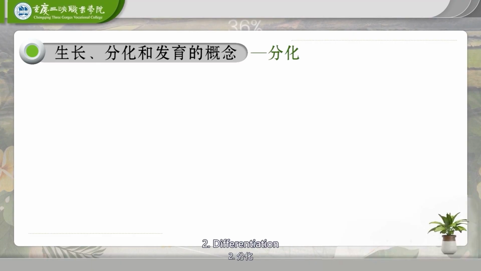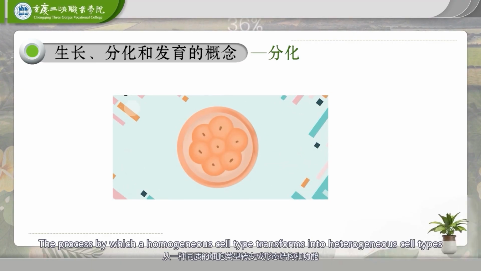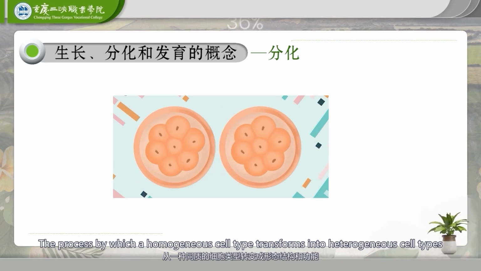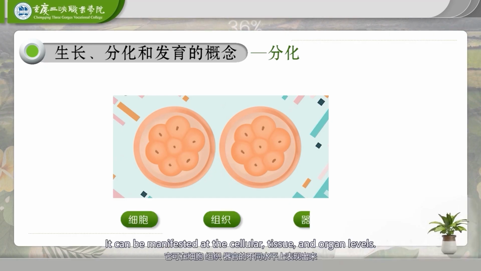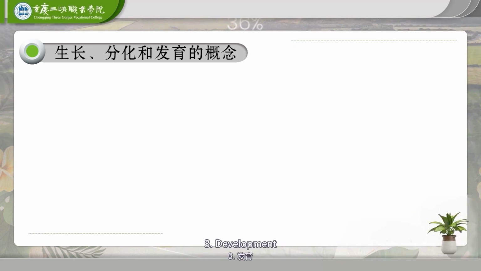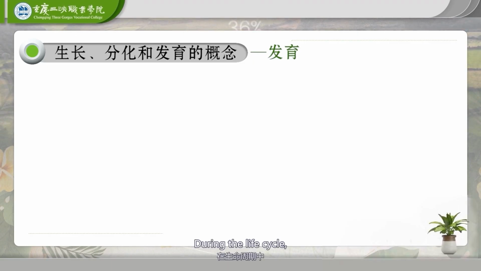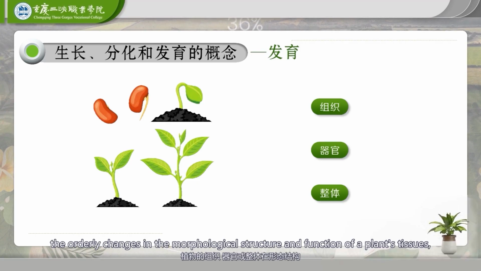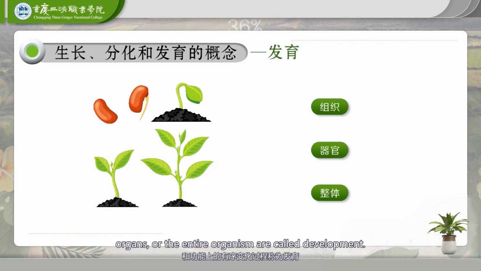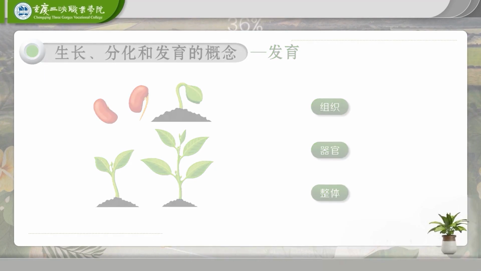2. Differentiation. The process by which a homogeneous cell type transforms into heterogeneous cell types with distinct morphological structures and functions is called differentiation. It can be manifested at the cellular, tissue, and organ levels. 3. Development. During the life cycle, the orderly changes in the morphological structure and function of a plant's tissues, organs, or the entire organism are called development.